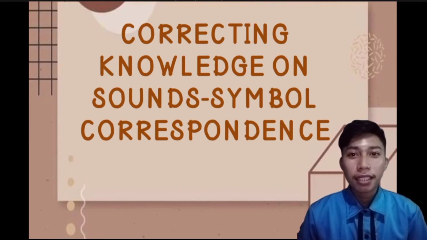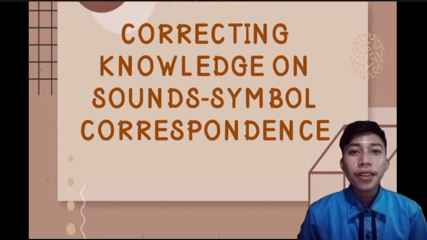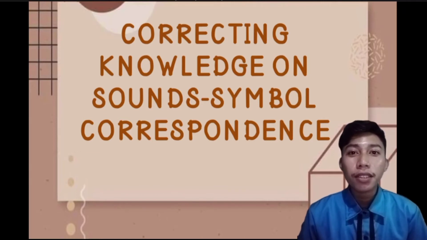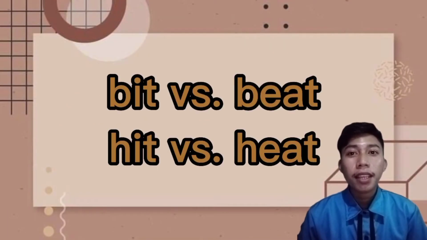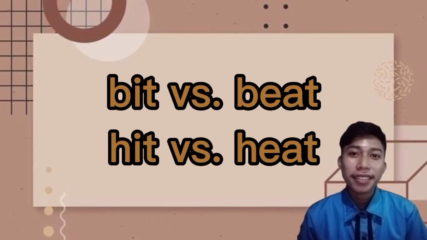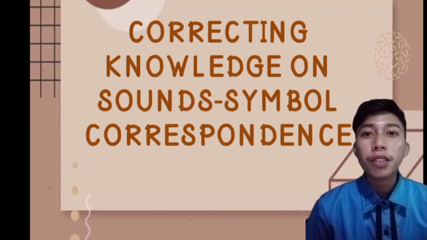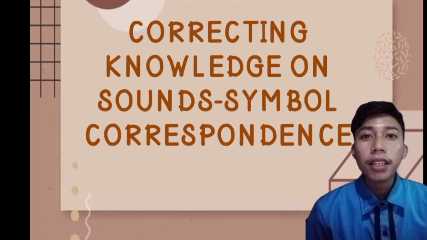Why is it important? As you notice, there are multiple words that sound alike. In written form, it is somewhat easy to know the difference, while in listening or speaking, it causes glitches or misunderstanding. For example, these words: beat, beat, hit, hit. So you have to make sure of the difference between these two pronunciations because it will cause trouble. Therefore, our lesson is all about correcting knowledge and sound symbol correspondence.